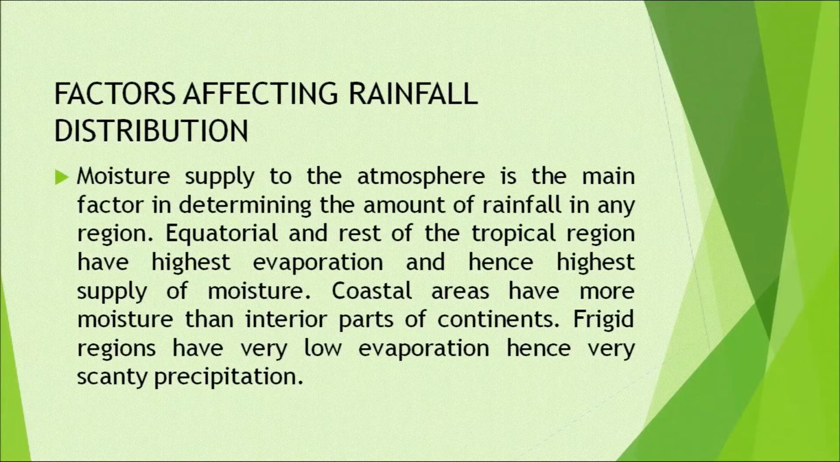Now, what are the factors affecting rainfall distribution? Moisture supply to the atmosphere is the main factor in determining the amount of rainfall in any region. Equatorial and the rest of the tropical regions have the highest evaporation and hence the highest supply of moisture. Coastal areas have more moisture than interior parts of continents. Frigid regions have very low evaporation, hence very scanty precipitation.